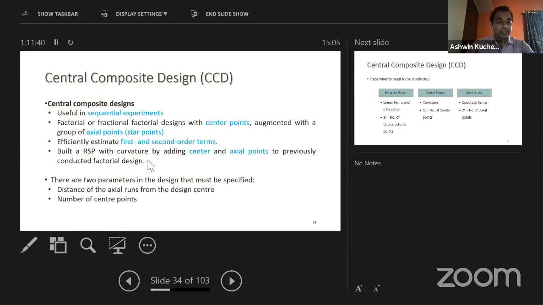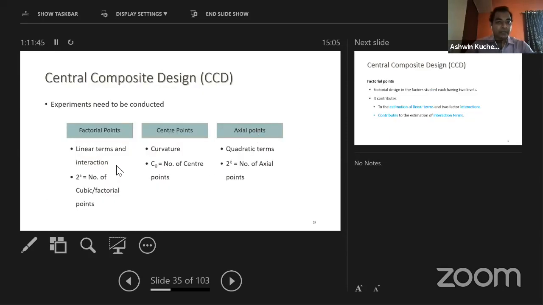So what are these factorial points, center points, and axial points? Factorial points are the linear terms which come from the factorial designs. Center points give us the curvature, and the number of center points is denoted by C0, either 2, 3, 4, 5, depending on the factors. Axial points are the quadratic terms, and this combination of factorial points, center points, and axial points gives us the equation for response surface methodology, that is, central composite design.